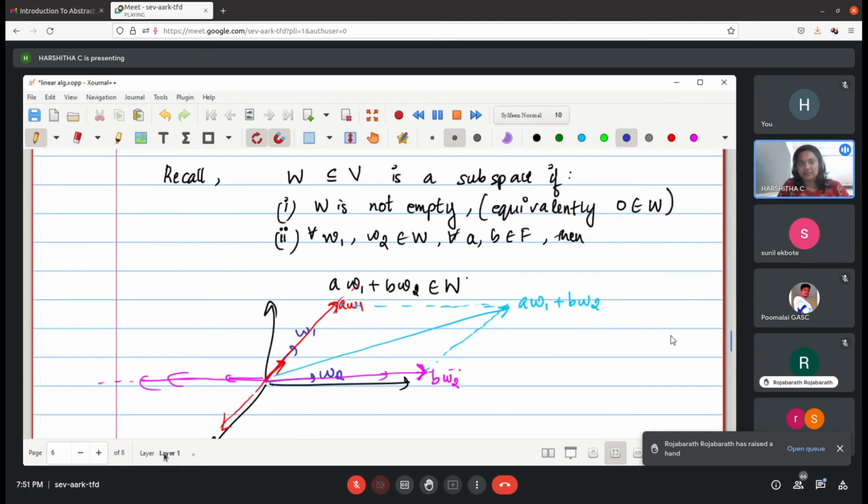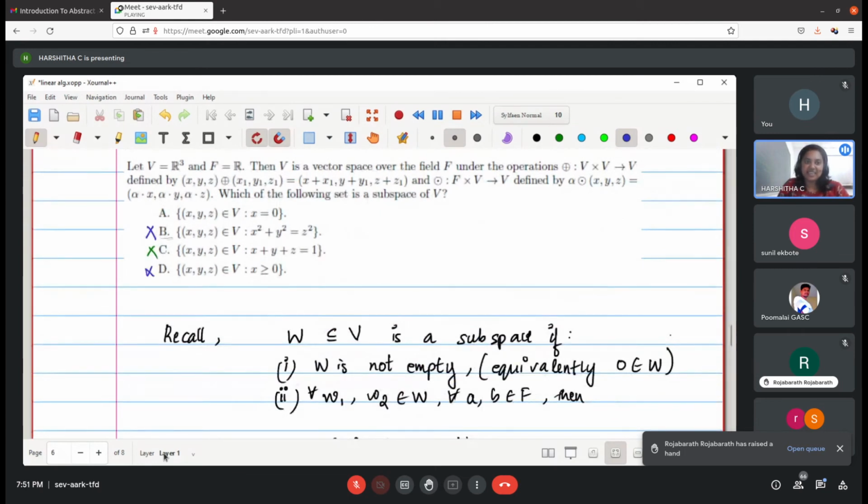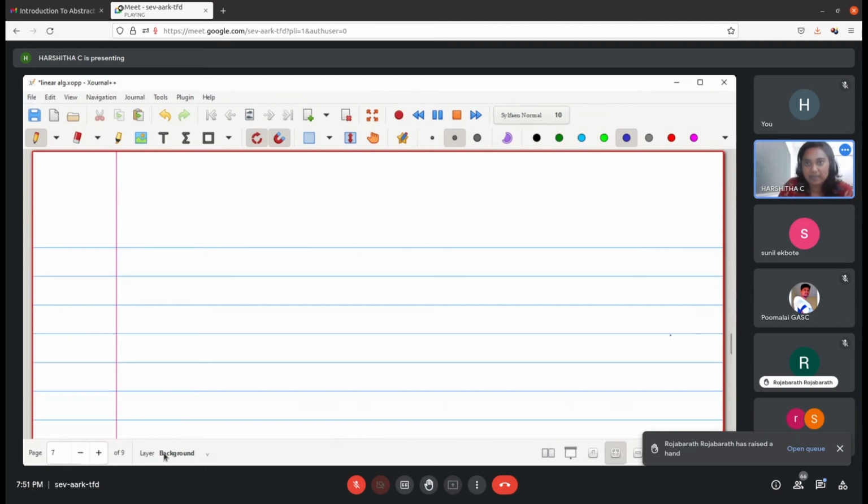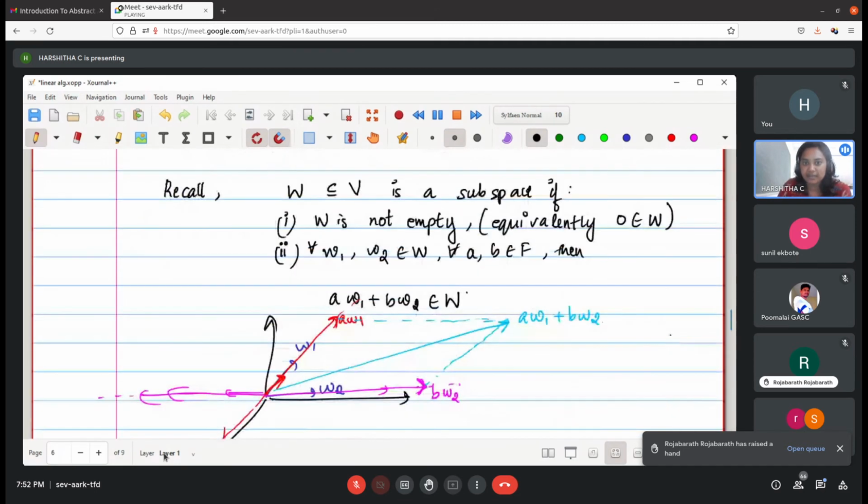So by eliminating all the other options, we get that A is right. But let's actually check that it is right. Let us verify properly using the definition. So what is A? A is the set of all x, y, z such that x is equal to 0, right? So what are the two conditions that we have to verify? First, we have to verify that 0 belongs to W. This equivalent condition is most often easier to verify.